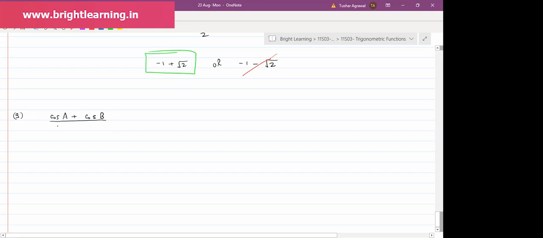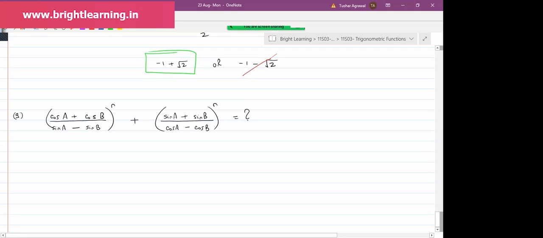Cos A plus cos B upon sin A minus sin B, complete raised to n, plus sin A plus sin B upon cos A minus cos B, complete raised to n. n is some integer, okay, is equal to question mark.